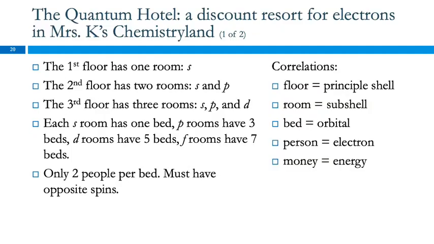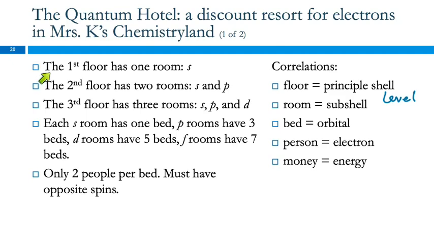Okay. So here's the slide that really spells out the hotel analogy. The hotel is the quantum hotel. It's a discount resort for electrons in Mrs. K's chemistry land. So the correlations are listed over here. The floor in a hotel is the principal shell or the principal level. Both of those words get used in the text. Each room is a subshell or a sublevel. Each bed is an orbital. The people are electrons, and money is energy again. In my analogies, money is pretty much always energy.